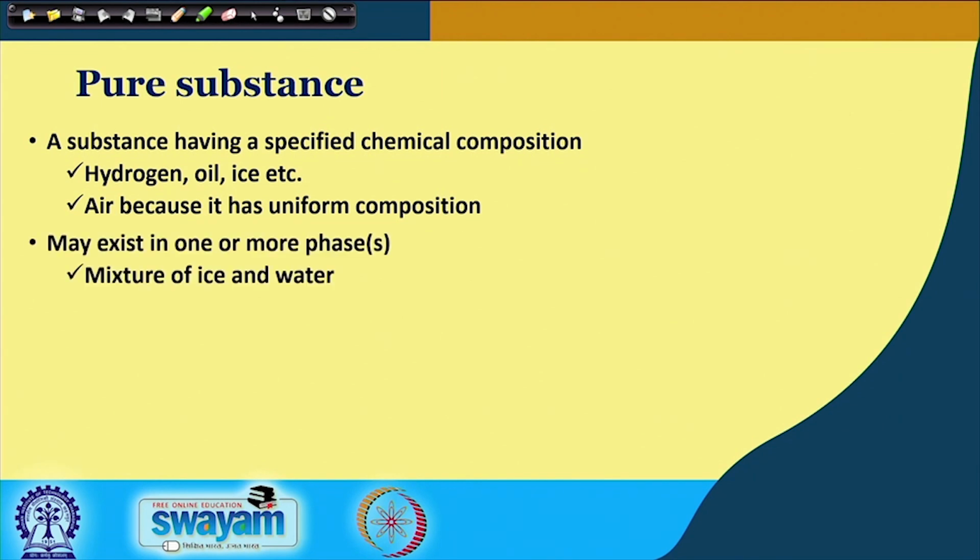Okay. So, any pure substance may exist in one or more than one phase. For example, if we talk of a mixture of ice and water, in both the cases we have H2O. So, chemically they are the same, but they are in different phases. Nonetheless, they are considered to be pure substance.